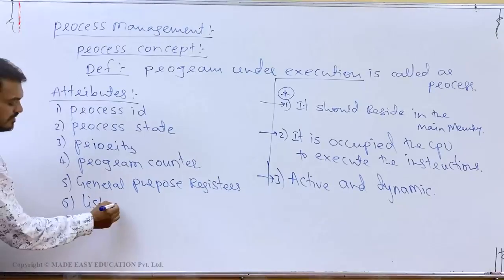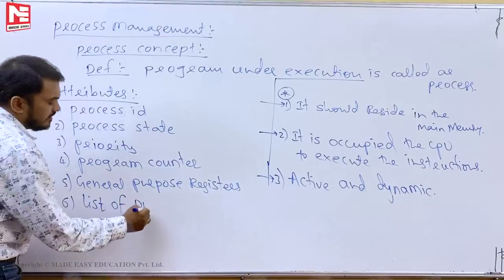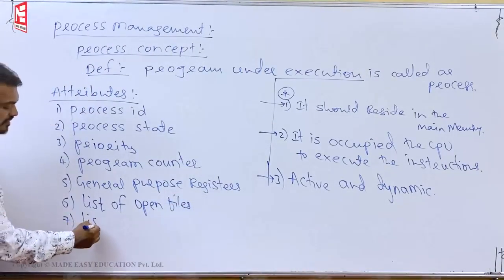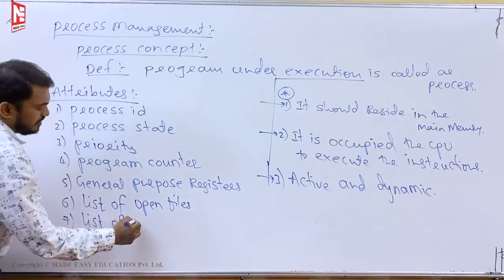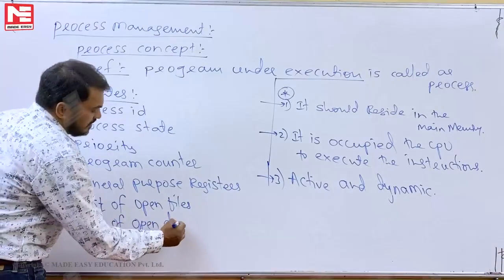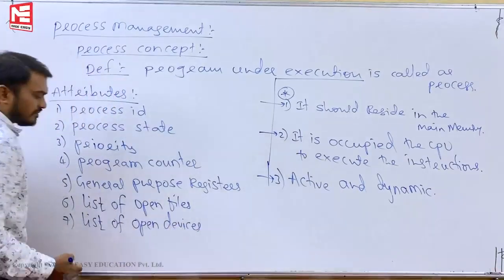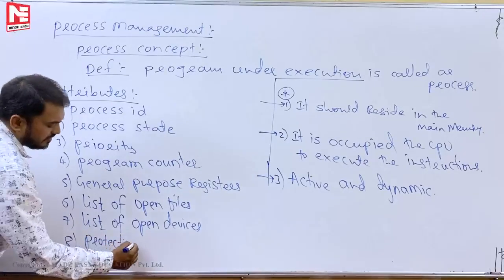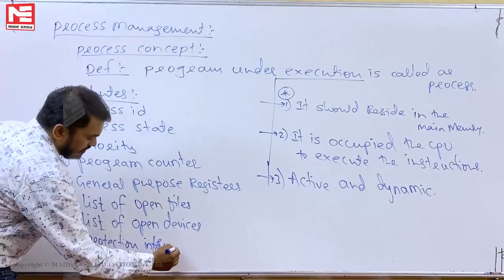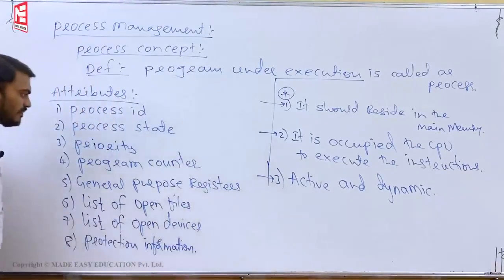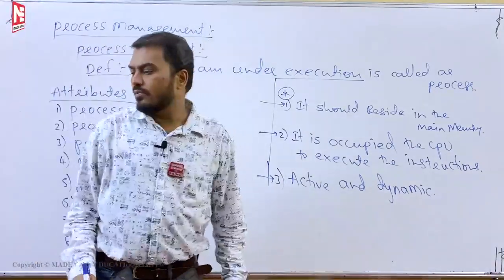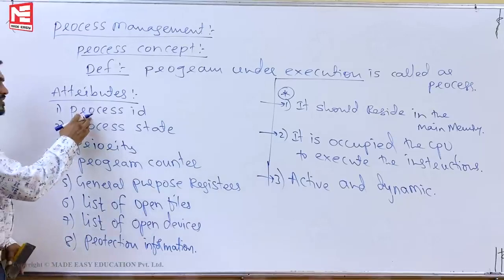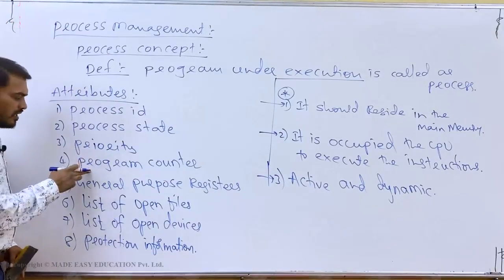Next, list of open files, list of open devices, and protection information. Okay, so these are the various attributes the process has: process ID, process state, priority, program counter, and all this.